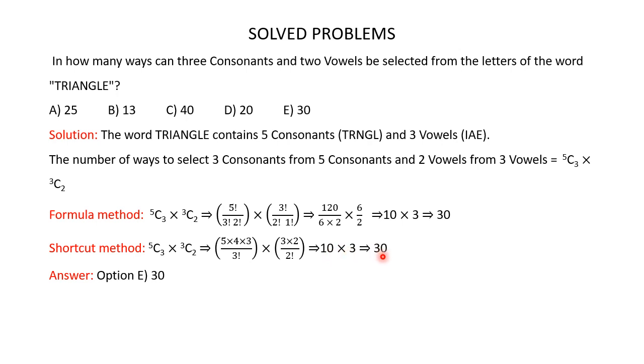So there are 30 ways in which 3 consonants and 2 vowels can be selected from the letters of the word triangle. So the correct answer is option E, 30.